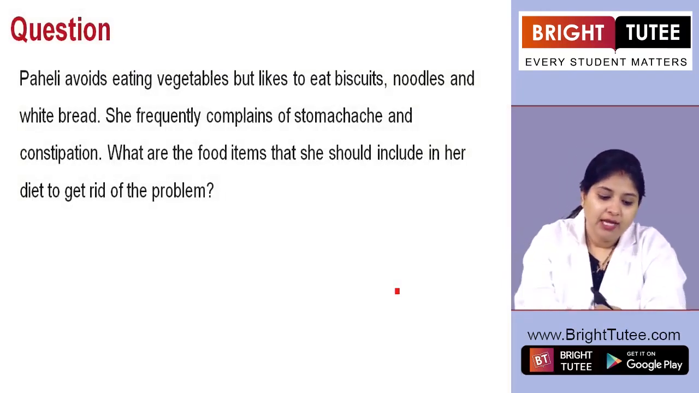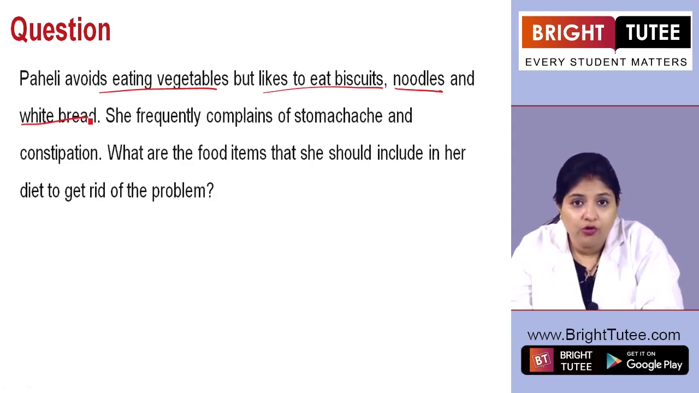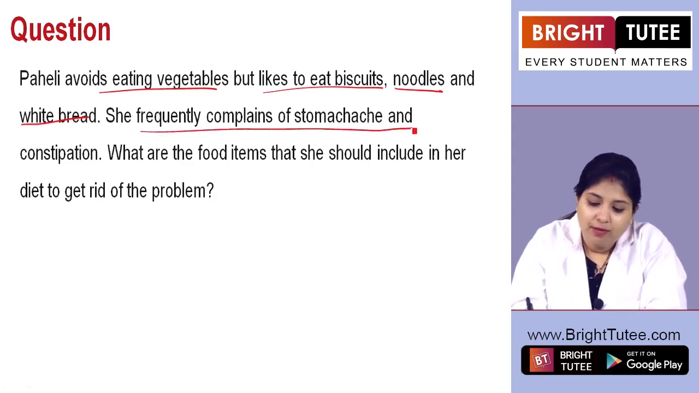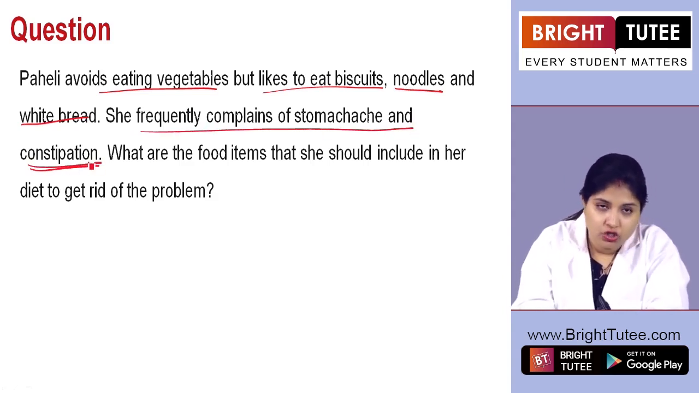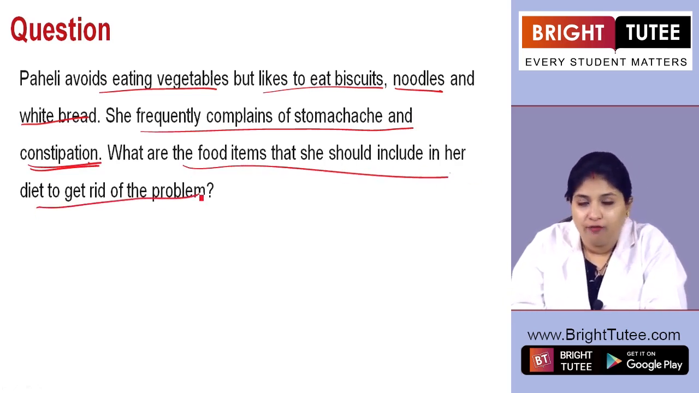Next question. Paheli avoids eating vegetables but likes to eat biscuits, noodles and white bread. So all of this is something which she is eating regularly, but she is not eating vegetables. Then she frequently complains of stomachache and constipation. What are the food items that she should include in her diet to get rid of the problem?